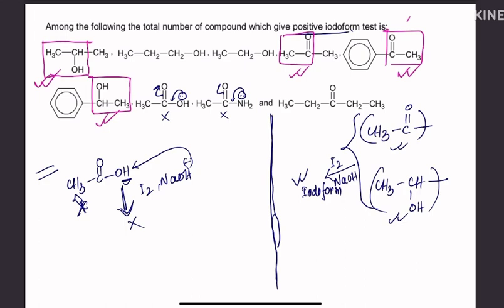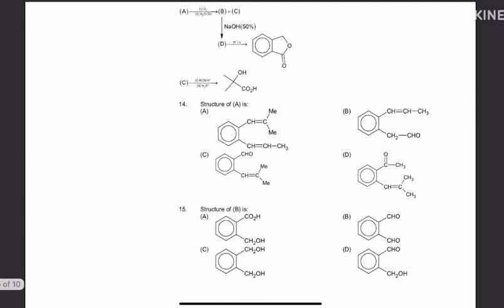So how many products in these cases? 1, 2, 3, 4 products is the answer. Okay, let's go to the next question. Yes, this is a very important question. Now see, in this case there is A and A.